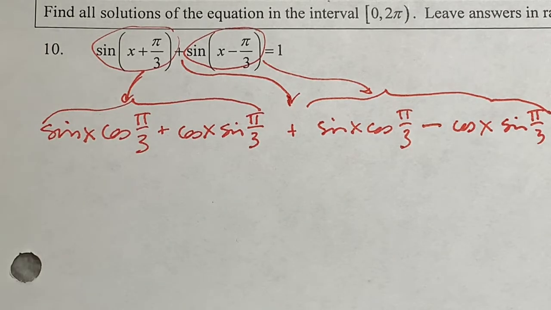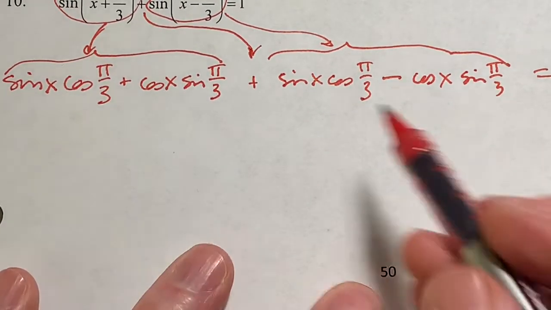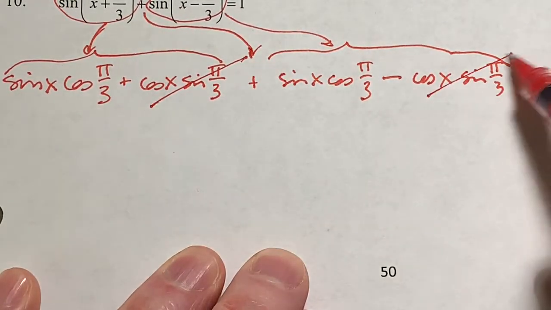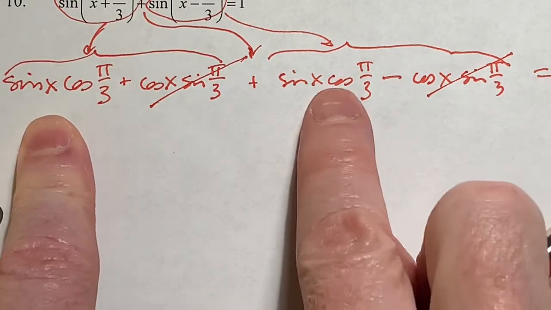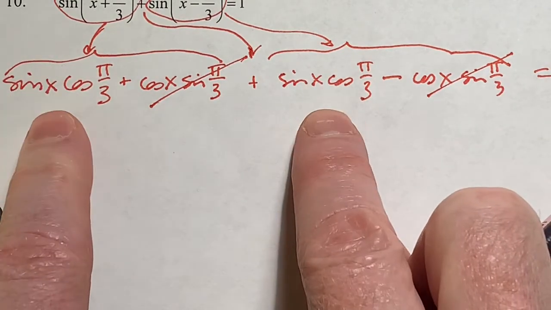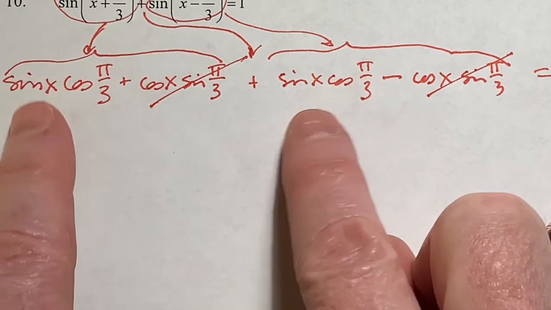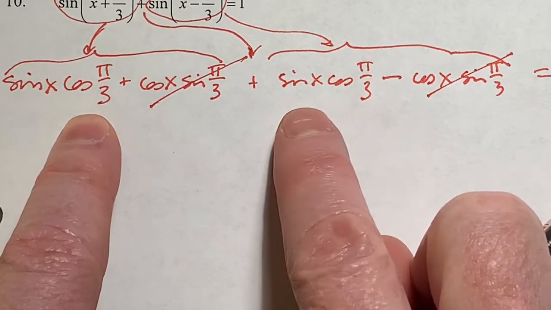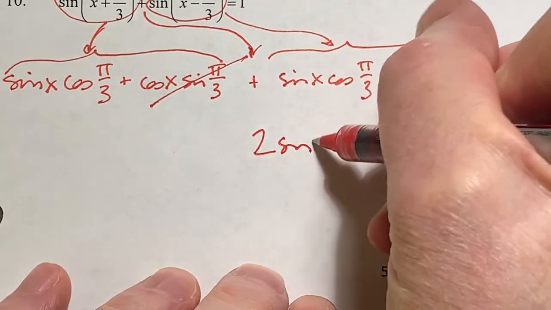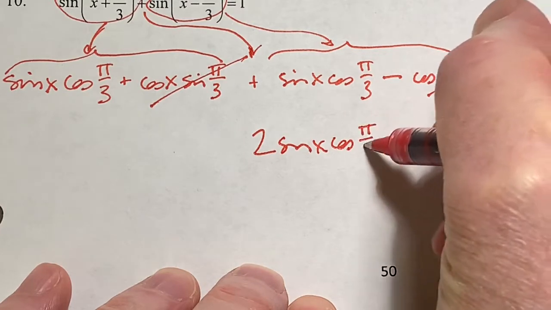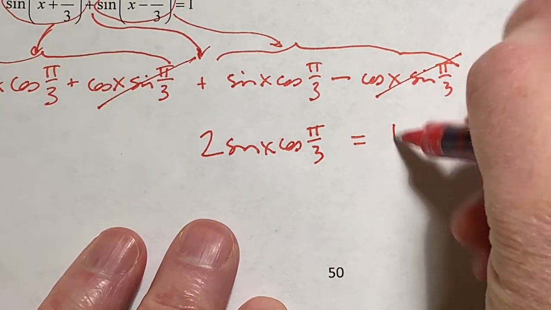Now look at my answer. Can you clean this up at all? Sure, because right here, these two things are exactly the same, but with opposite signs, so they cancel. And then what do I have left? I have 2 of those. It's like saying xy plus xy is 2xy. Sine x cosine pi over 3, sine x cosine pi over 3 is the same thing as 2 sine x cosine pi over 3. And again, it's all equal to 1, right? So bring over your 1.